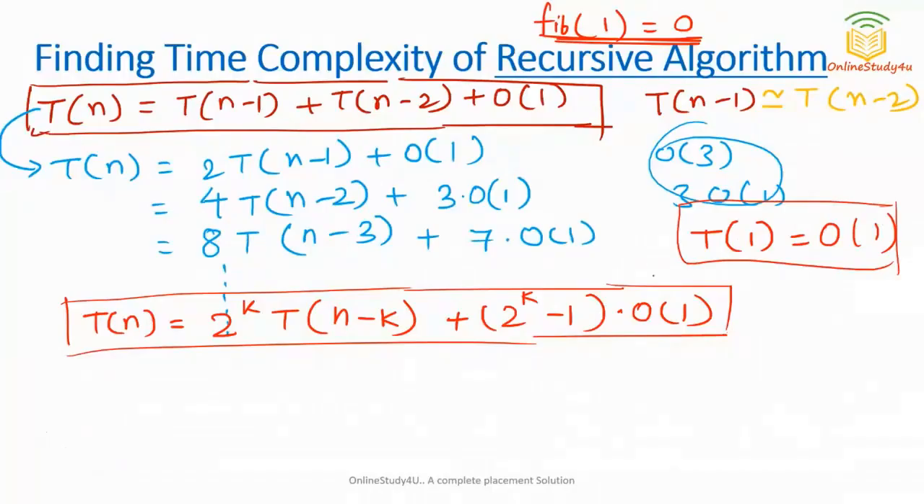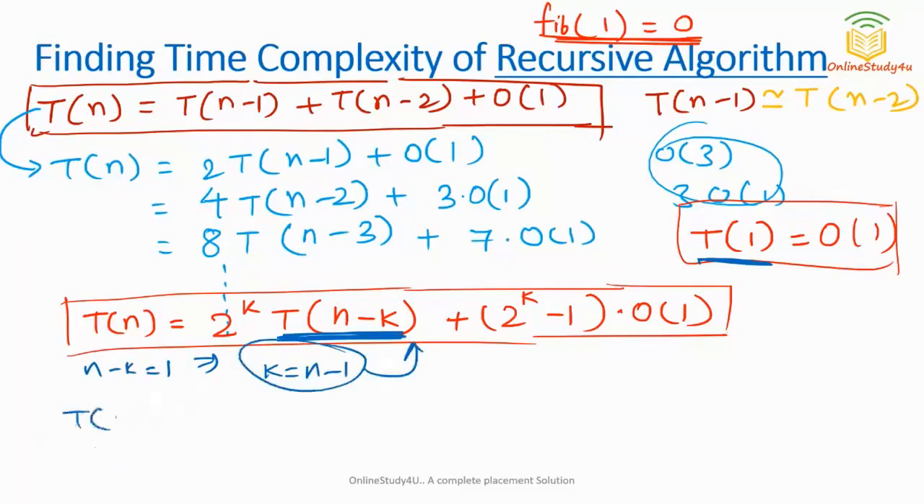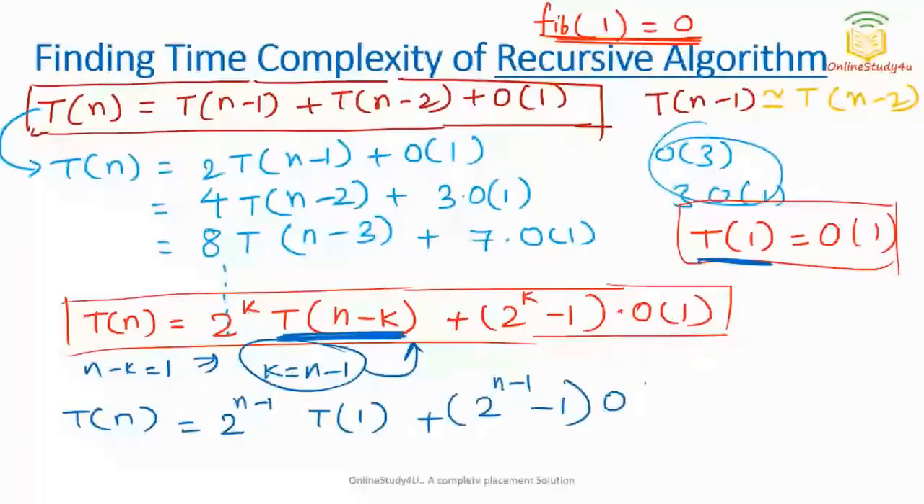Okay, great. Now we are trying to eliminate this time complexity in this term. So for that, I can say that n minus k is equal to 1. It means our k is equal to n minus 1. Now we are substituting this in this equation. So T of n will become 2 power k replaced with n minus 1, so 2 power n minus 1. Now T of n minus k is 1, so this is T of 1. Now 2 power k minus 1 can be written as 2 power n minus 1 into big O of 1.